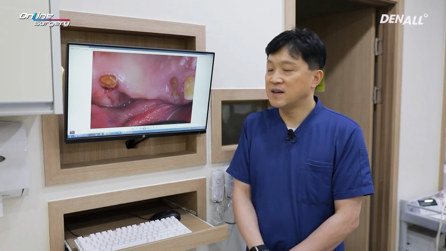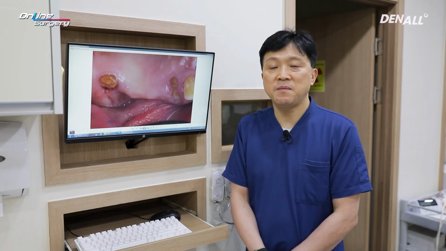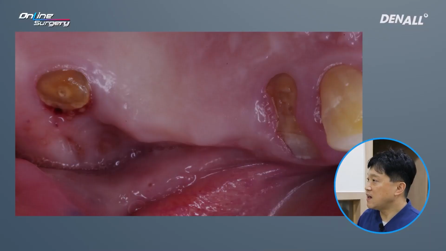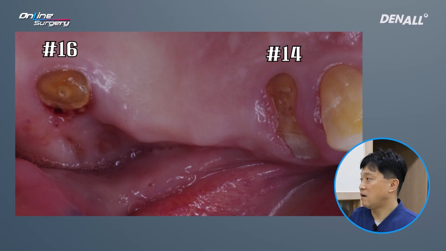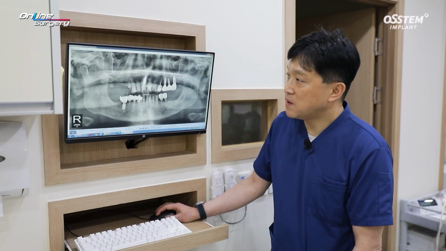The case that I'm going to do surgery on is a case where number 14, 15, 16, 17 are missing. If you look at the intraoral image, there's root rest in number 14 and 16. Implants will be placed in number 14 and 16 only. The key today is immediate implant placement in number 14. How I can get good primary stability will be of essential importance.